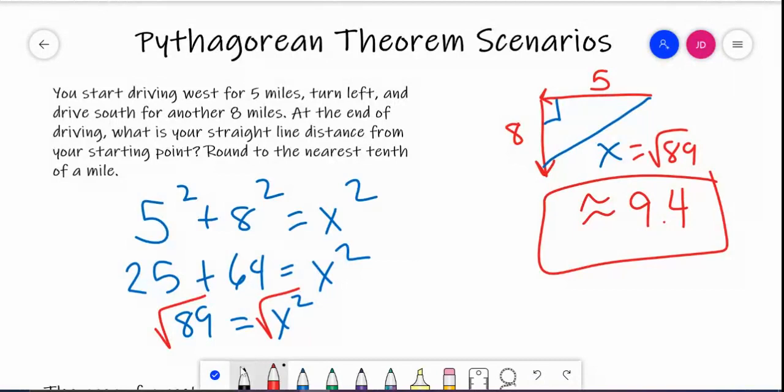Okay, so again, use the scenario, draw your diagram, use Pythagorean theorem, figure out you're trying to find the hypotenuse or the leg, and solve. Let's look at another one.